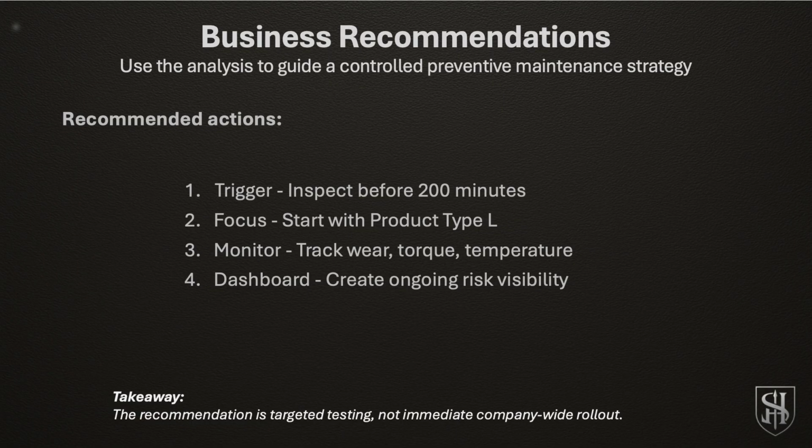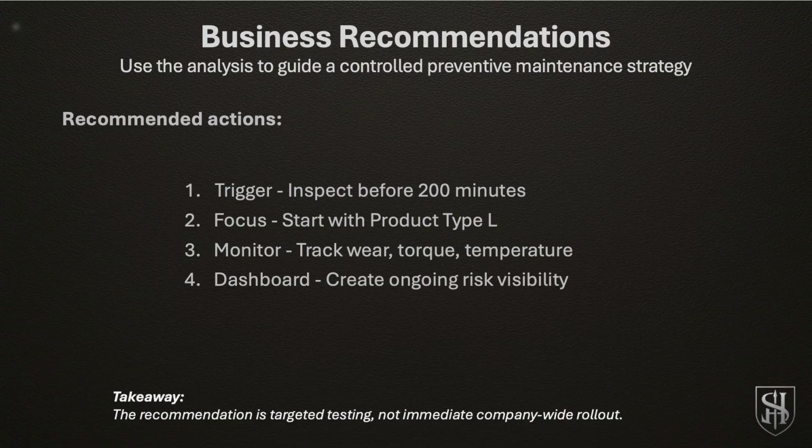This slide presents the main business recommendations from the analysis. The first recommendation is to pilot an inspection trigger before machines reach 200 minutes of tool wear. The analysis showed that failure risk increased sharply once machines reached the 200-minute threshold. Because of that, leadership should not wait until machines are already in the highest risk range. A practical approach is to create an early alert before that point, such as 180 minutes, so maintenance teams have time to inspect, plan, and schedule service before risk increases sharply.